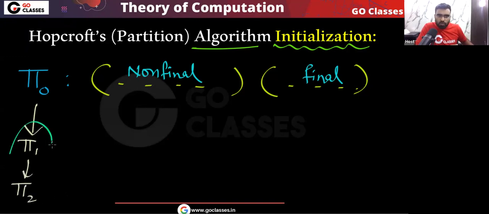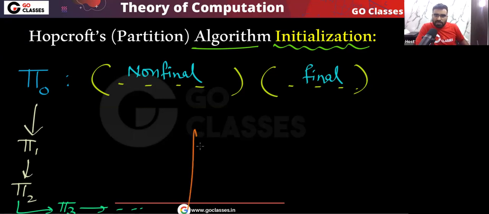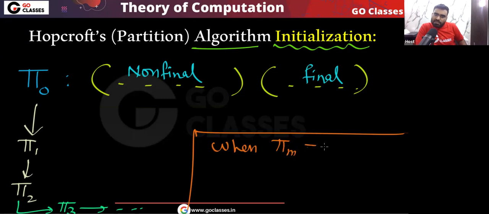Now if 2 pi are same, for example, let's assume pi 1 and pi 2 are same, then we will stop. Okay, is this clear? Please tell me. So like this we are going to go. I hope you understood that. And let me tell you here that when pi m is same as pi m plus 1, then we stop. Then we stop this algorithm.